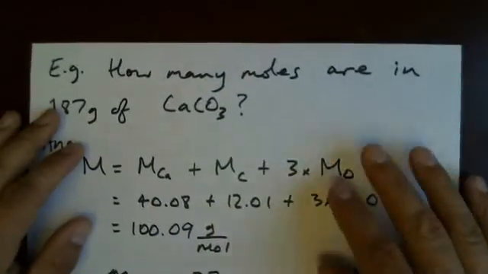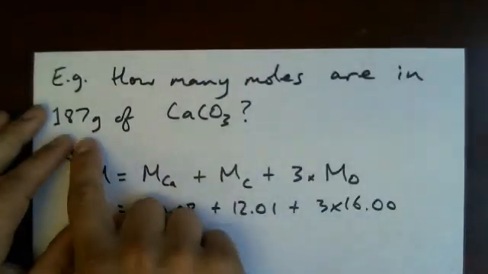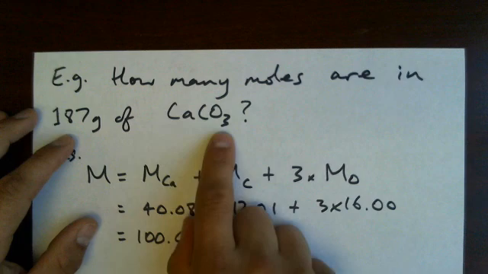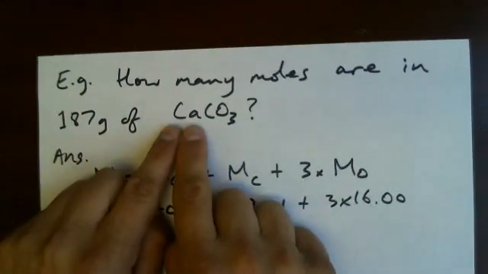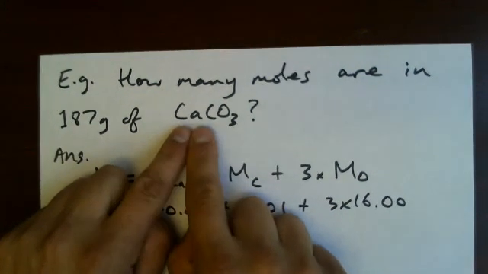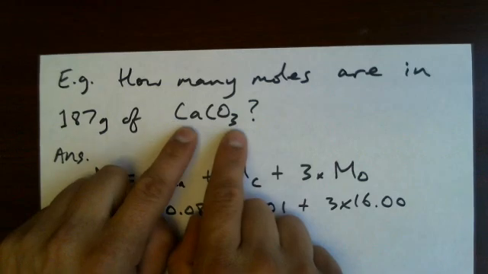What about if we have compounds? Let's have a look at another example. How many moles are in 187 grams of calcium carbonate? What we have to do is look at all the individual atoms in the molecule. So we have a calcium atom, a carbon atom, and 3 oxygen atoms.